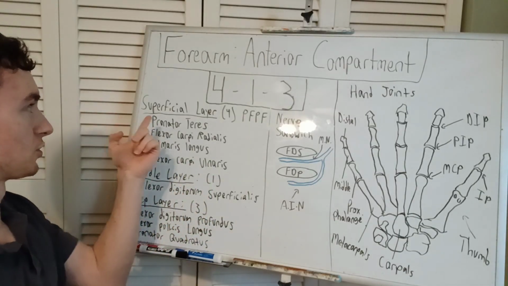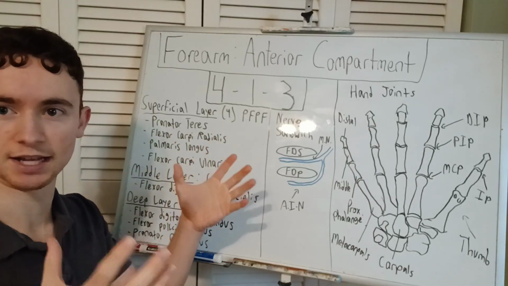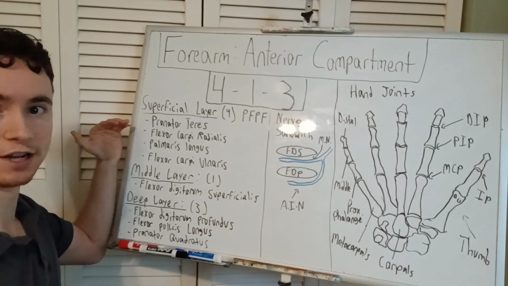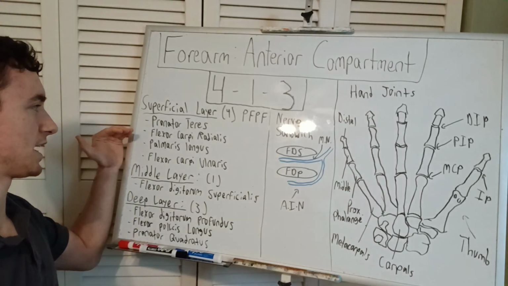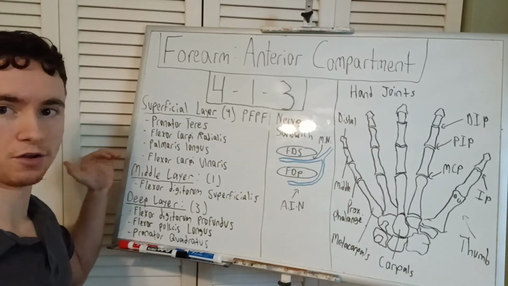Okay? The superficial layer contains 4 muscles. That's why there's the 4. And I remember them by just the letters PF, PF. Okay? And we start this off and we have pronator teres, flexor carpi radialis is your F, palmaris longus, next P, and flexor carpi ulnaris.